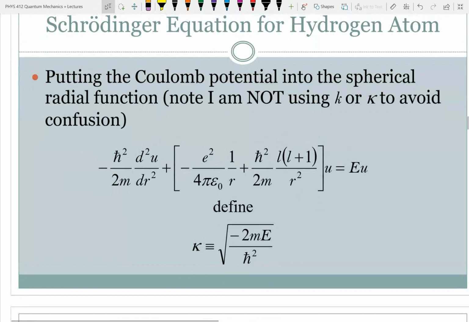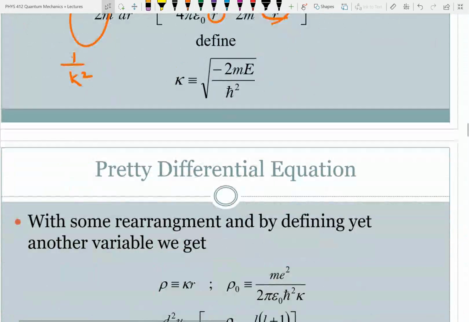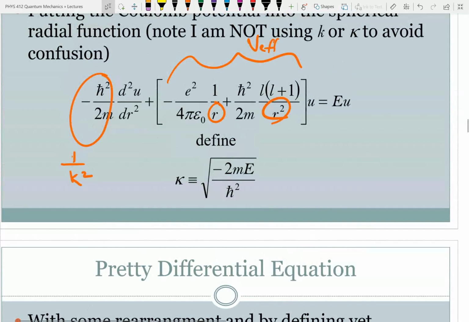So here's the Schrodinger equation. Of course, this whole thing was the V effective. But now I have one term that's 1 over r and one term that's 1 over r squared. So there are some interesting r relationships in here that I'm going to have to deal with. Define kappa as the square root of minus 2mE over h bar squared, which means that this here is 1 over kappa squared. Or I could have rewritten the equation as what we have right here.